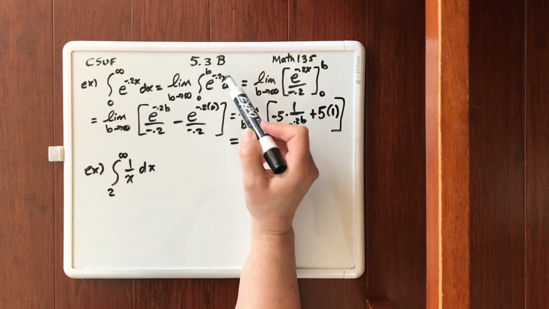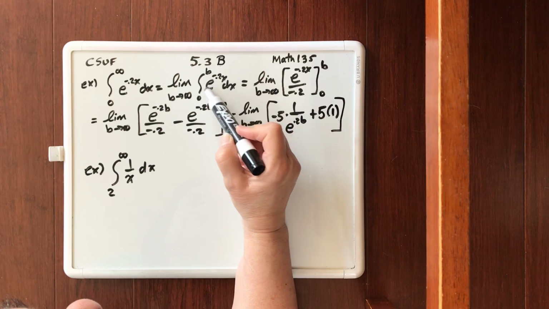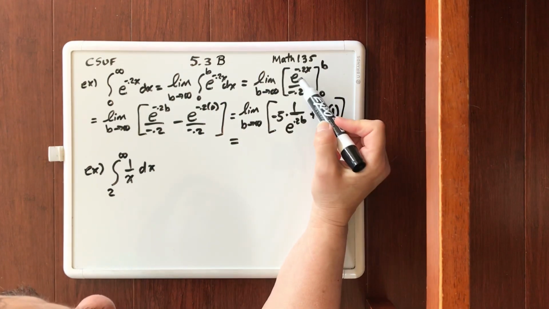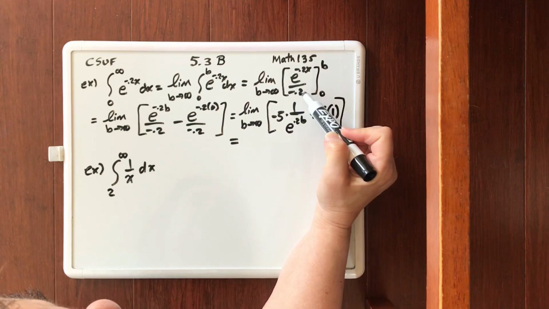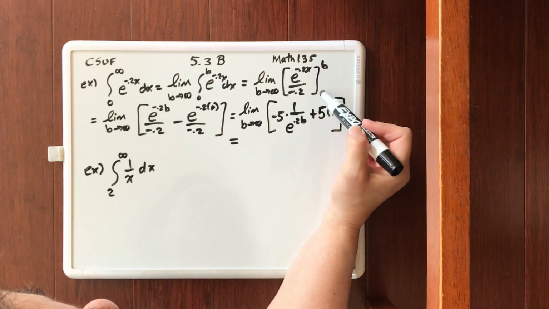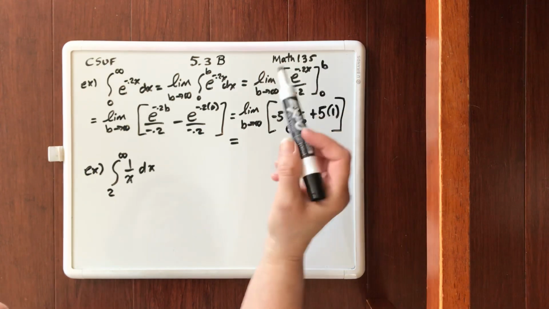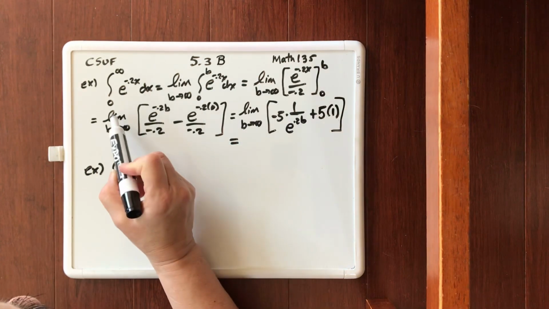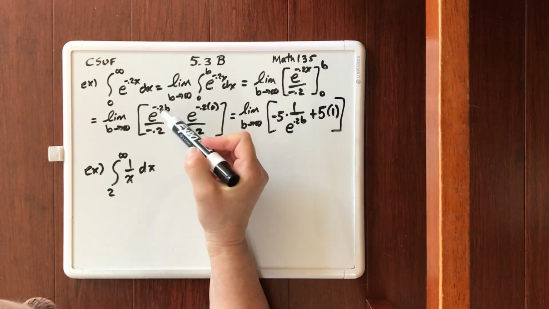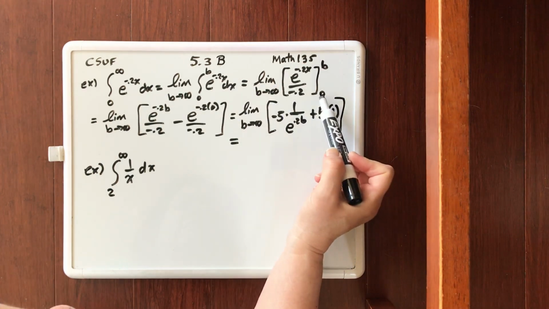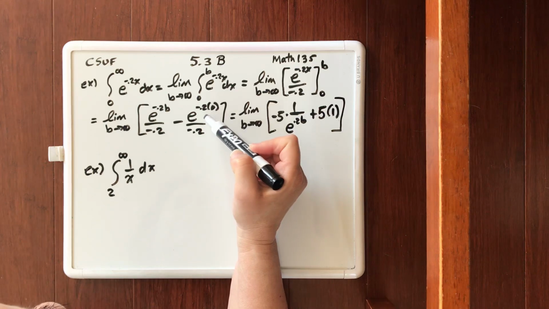Okay, so let's integrate this right here. That becomes e to the negative 0.2x divided by negative 0.2, and we're going to go from 0 to b. All right, now what does this equal? It equals a limit as b approaches infinity. We're going to put the b right there, and we're going to put the 0 right there.